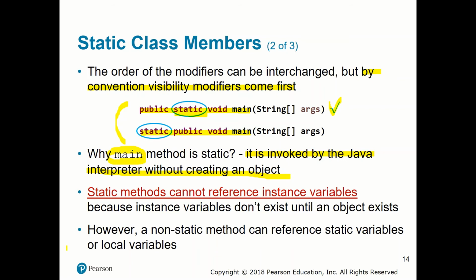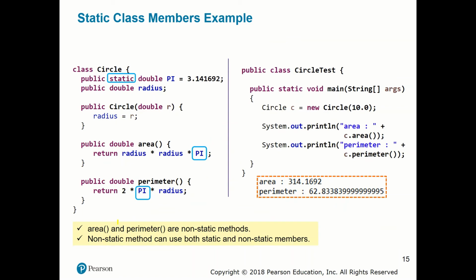And this is also an important rule, Java grammar. The static methods cannot reference instance variables. The static methods can only use static members. This is because instance variables don't exist until an object exists. So this is important. However, a non-static method can reference static variables or local variables. Let's check this one.